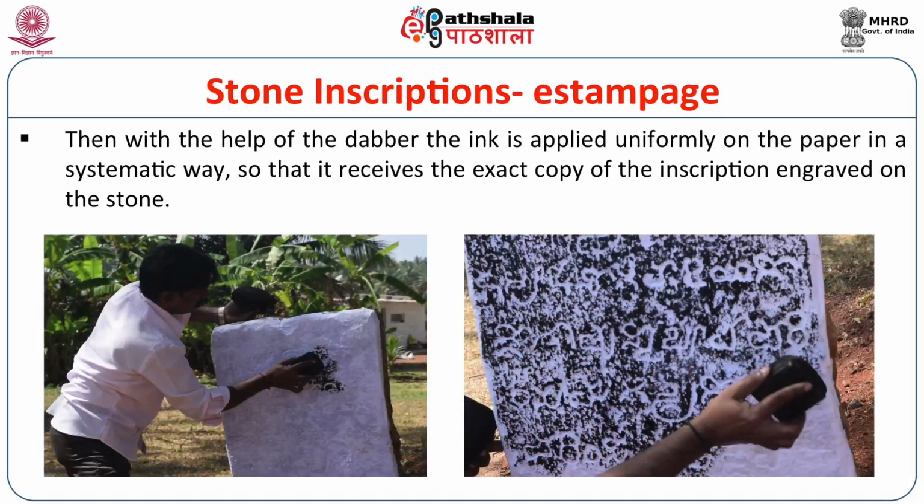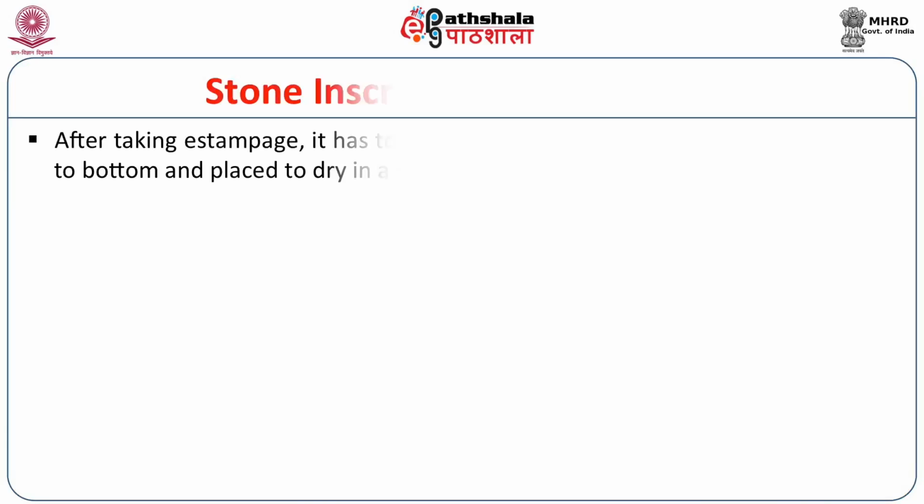After finishing the beating, with the help of the dabber, the ink is applied uniformly on the paper in a systematic way so that it receives the exact copy of the inscription engraved on the stone. Have a look at the copying of the full stone inscription.